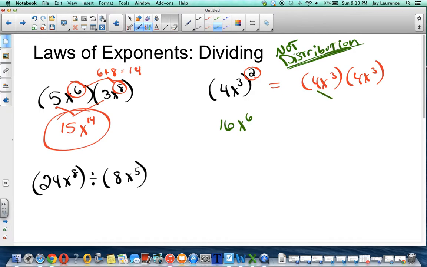Okay, we'll check it out over here. The longer way, 4 times 4, 16. x cubed times x cubed, x to the 6th. You get the same thing, don't you? Now, I don't know if you realize this, but if you take 3 times 2, you get 6. Yeah, let's do one more of those.